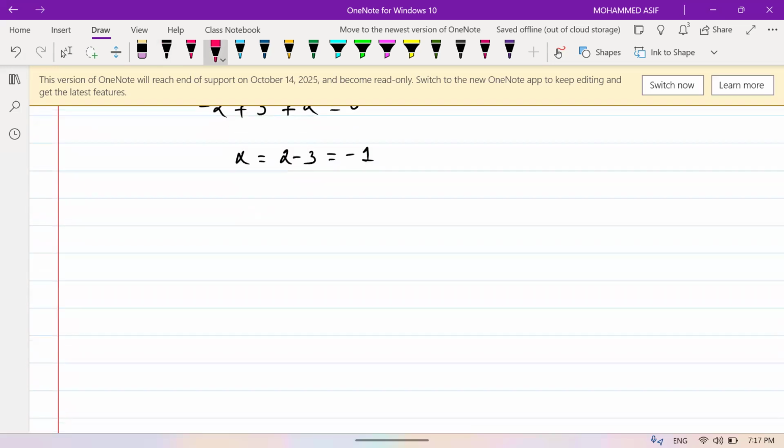Next heading, write it down quickly. Applications of dot product.